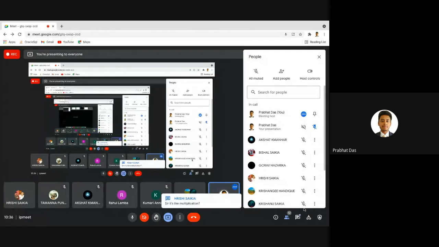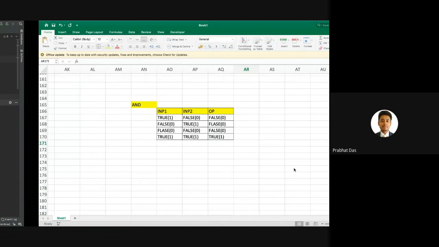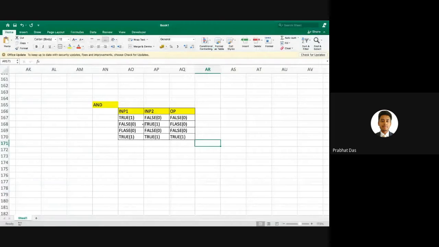If the concept of bitwise is clear, is it like multiplication? Yes, it is like multiplication. Because here you can see 0 1 0, 0 1 once again 0 0 0 0, so 1 into 1 is 1. You can say that it is like multiplication.